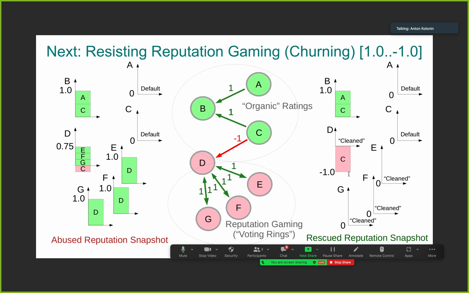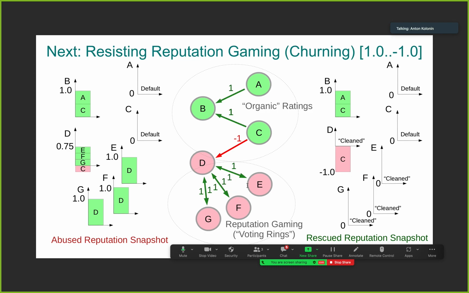We are trying to see how we can go further, and we are looking at how we can avoid more scamming or reputation gaming schemes within our reputation computation algorithm. One of the problems that is still not completely solved here is the problem of reputation gaming.